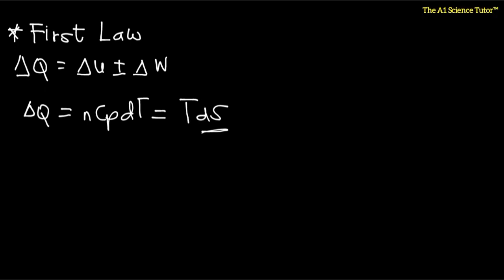So if you have entropy changing within that system which is under investigation, and you have the temperature being constant, then the change in heat would basically be equal to the temperature multiplied by the change in entropy. Now dU, that is going to be nCv dT.